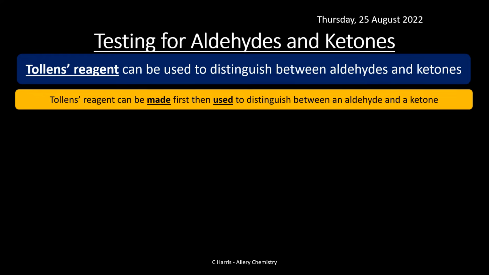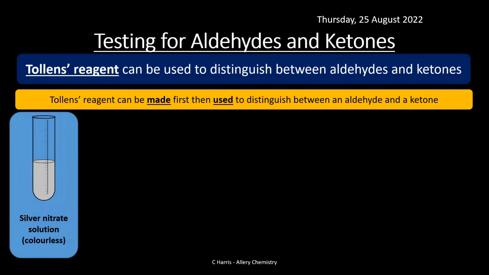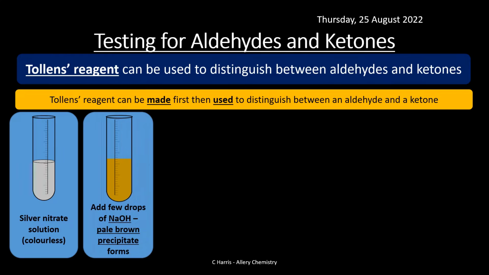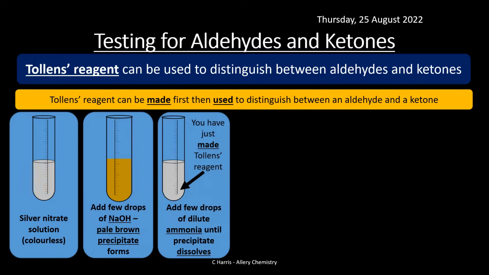Tollen's can be made first, and once it's made, we can use it to distinguish between your aldehyde and ketone. So let's see how it's made first. First of all, silver nitrate solution. That's what we're going to use. It's colourless. We then add a few drops of sodium hydroxide until you get a pale brown precipitate that just starts to form. And then we add a few drops of dilute ammonia until that precipitate starts to dissolve. And then what we have here is our reagent. This is Tollen's reagent, and this is used to distinguish between aldehydes and ketones.